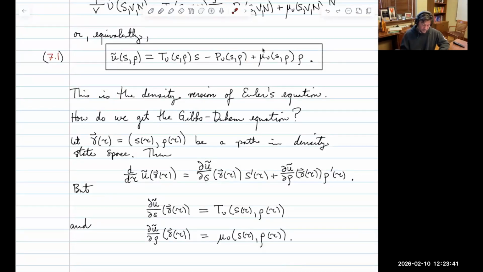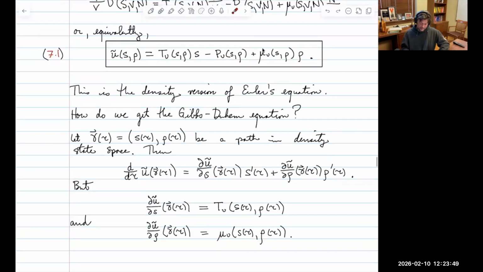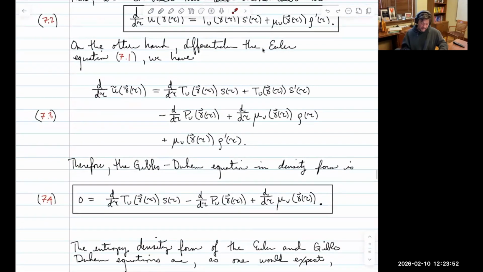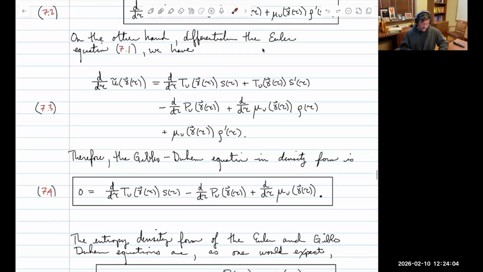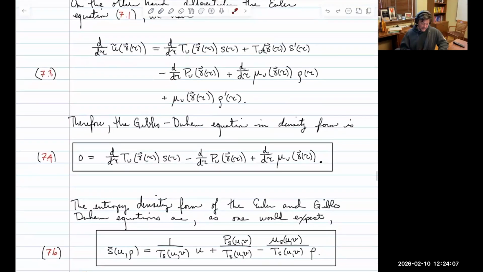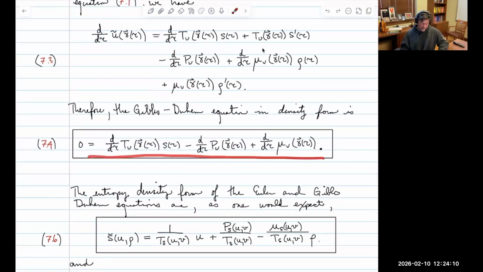It got divided away. Okay, so when I take the derivative, I'll have two terms for this one, and two for that one. So five total terms. And there are my five terms. One, two, three, four, and five. And now all I do is take this expression and subtract it from this expression. These two terms go away right away. That gives me my zero. And what remains are these three terms. This gives me the expression called the Gibbs-Duhem equation. But now it's entirely in what's called the density form.